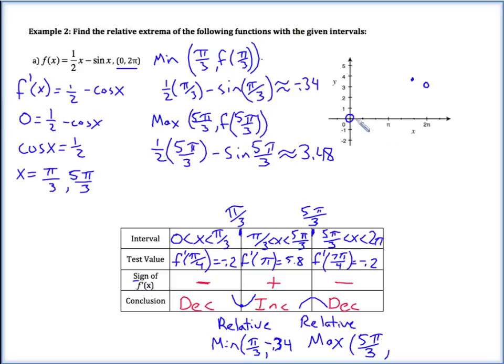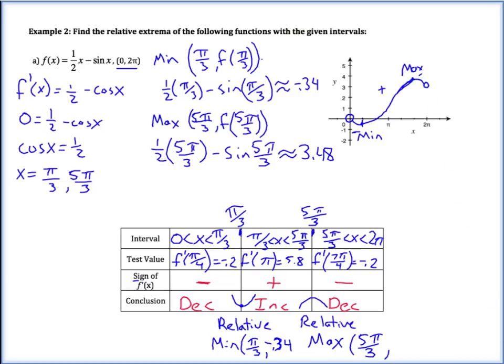So if we think about it, it's decreasing on this interval. We have a relative min. It's increasing on this interval. Then we have a relative max. And then it's decreasing on this interval right here. So you can see it was minus, plus, minus. And so we do get a minimum here and a maximum right up here.